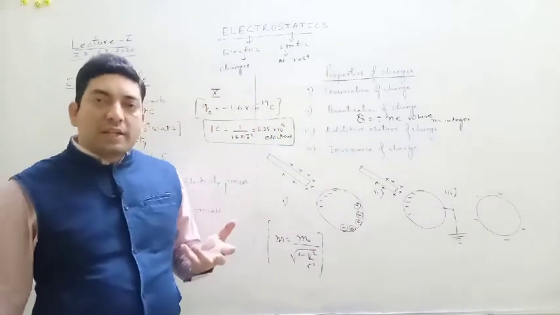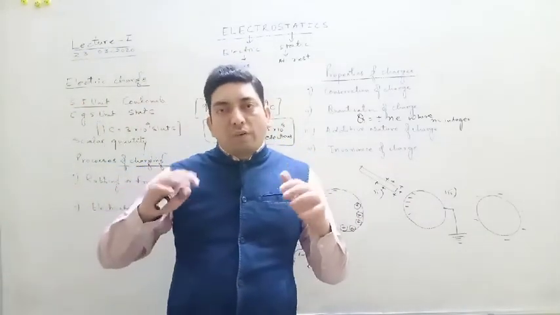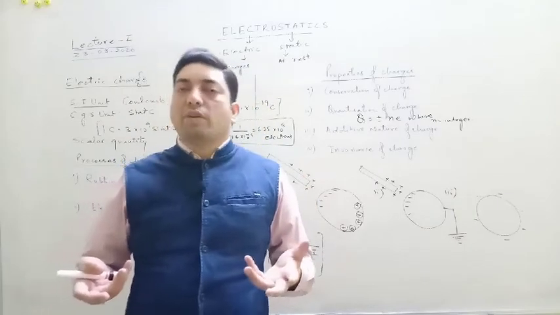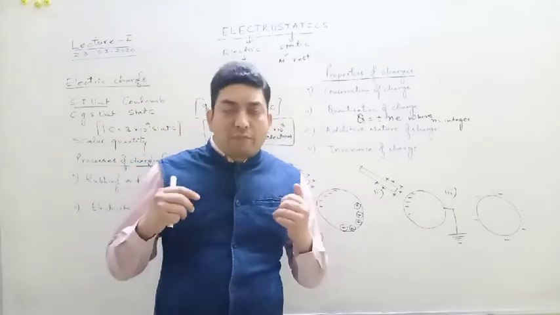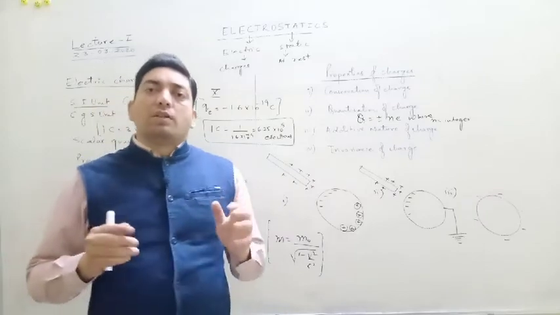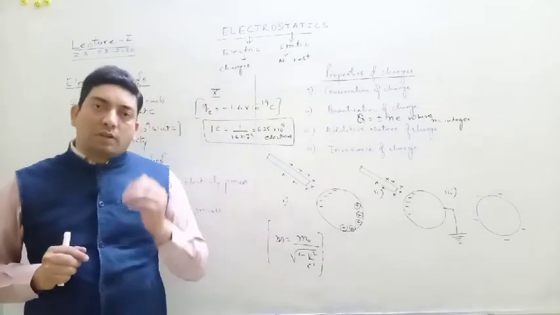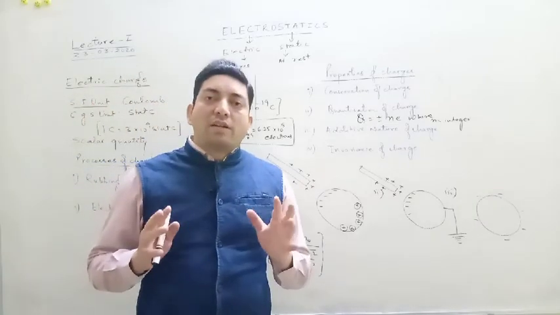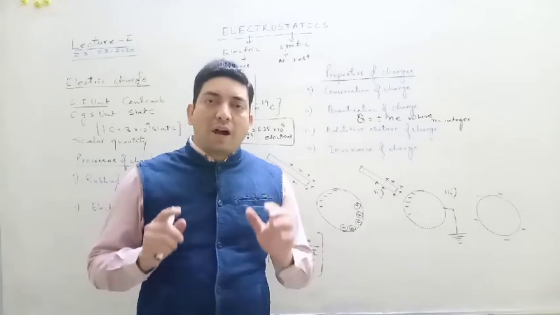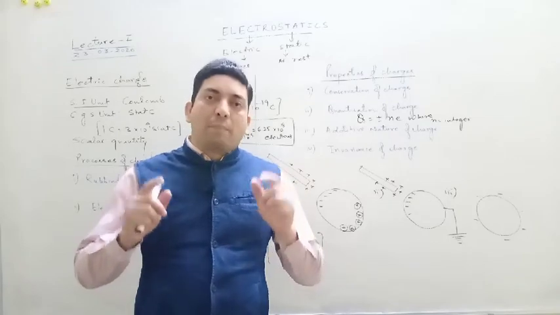Now the question for the day is, you know that whenever a body loses some electrons, the body will become positively charged, and whenever a body gains some electrons, the body will become negatively charged. The question for the day is, from where did the charge on an electron come, and why is it a negatively charged particle?